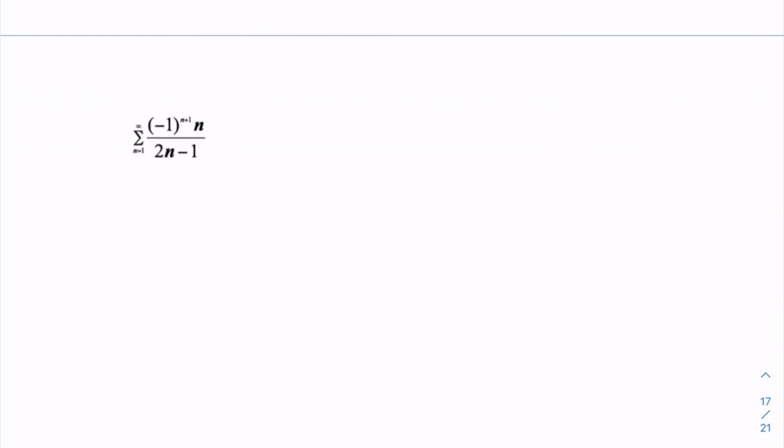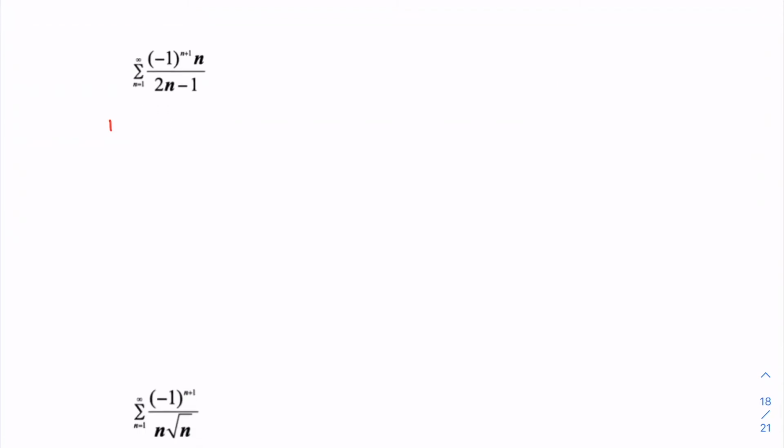Given the next example, first we put the absolute value there, which will be the sum from n equals 1 to infinity of n over 2n minus 1. So this series, as we know, based on the nth term test, diverges.